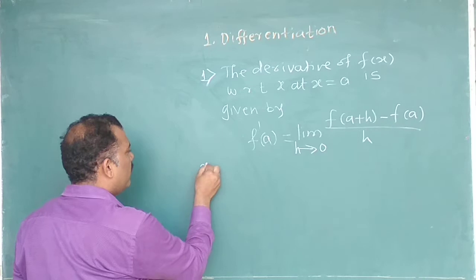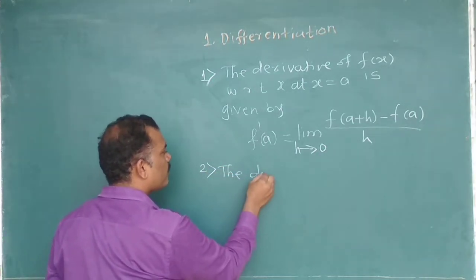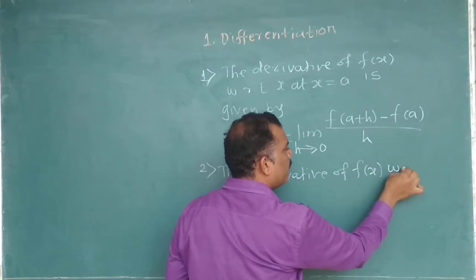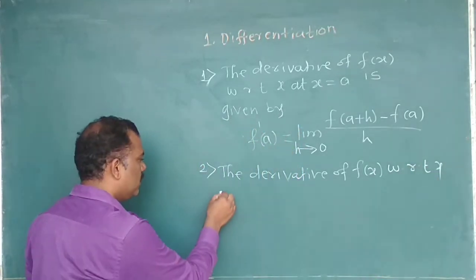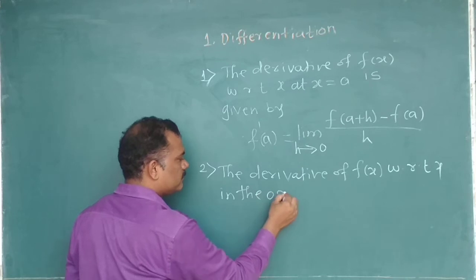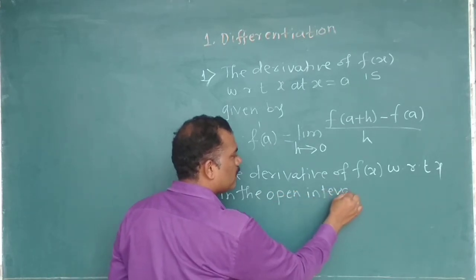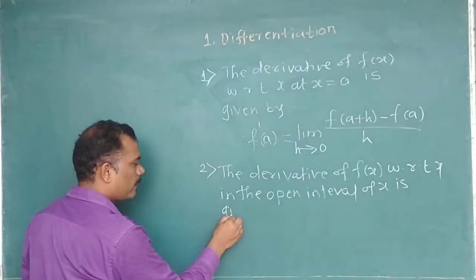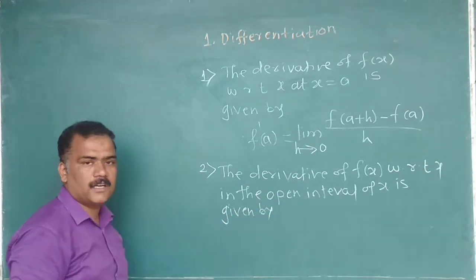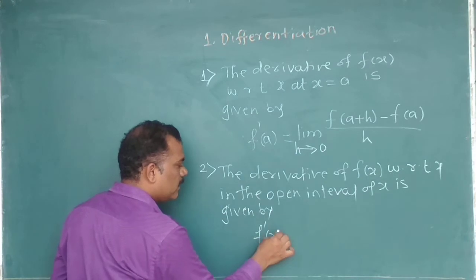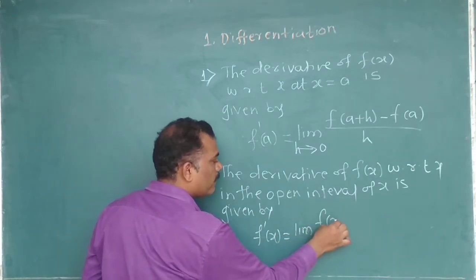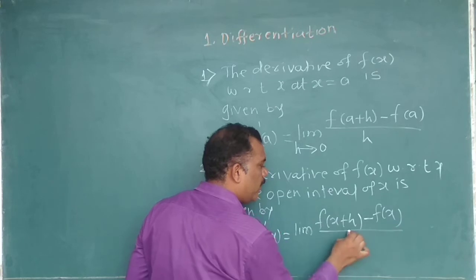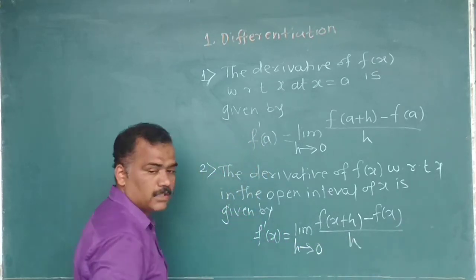Okay. Next, we have to discuss that the derivative of f of x with respect to x in the open interval of x is given by f dash of x is equal to limit of f of x plus h minus f of x divided by h, limit as h tends to 0.